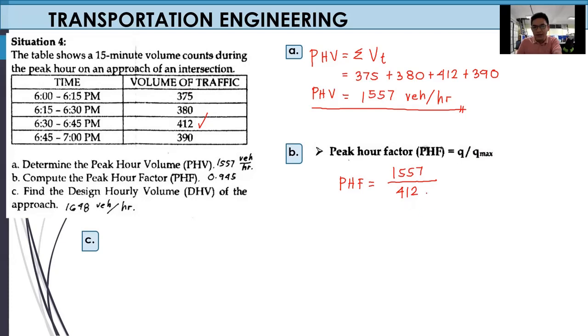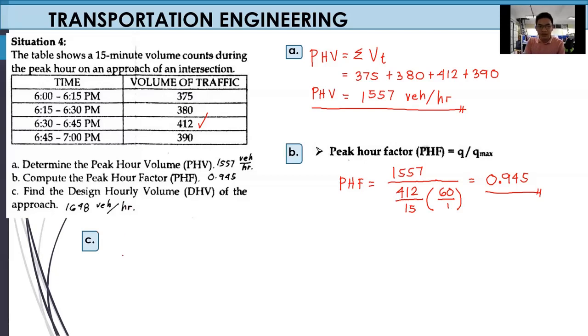Yan. And then, same lang sila ng hour, di ba, class? So, 60. So, gawin natin 412 divided by every 15 minutes siya. Okay? Then multiply natin, convert natin into hours. In every 60 minutes, we have 1 hour. So therefore, makukuha na natin si peak hour factor. Diba? So that is equivalent to 0.945. Final answer.